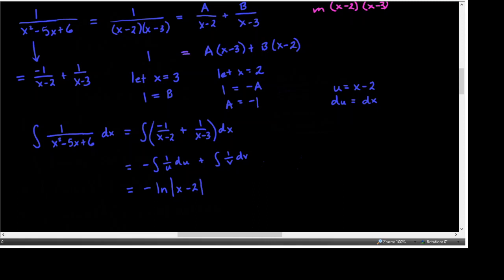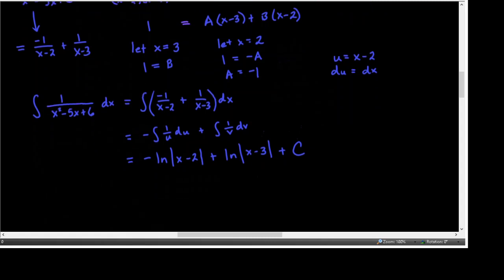Notice I skipped a step. I didn't write natural log of u in reality. I just went ahead and substituted. And this will be natural log of the absolute value of v, which I know I didn't write it down, but I was thinking of it as the x minus 3, plus c. And there we have an antiderivative answer. No muss, no fuss, no bother.